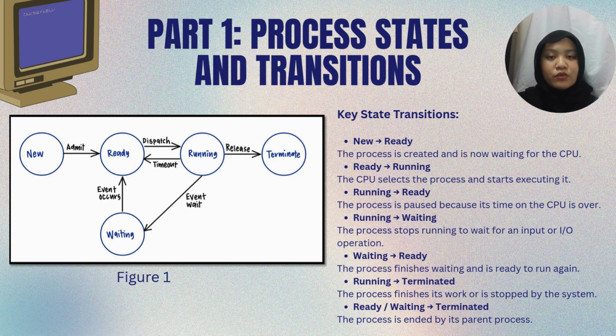The process then moves from ready to running. This happens when the CPU scheduler selects one process from the ready queue and the dispatcher assigns it to the CPU. At this point, the process begins executing instructions.